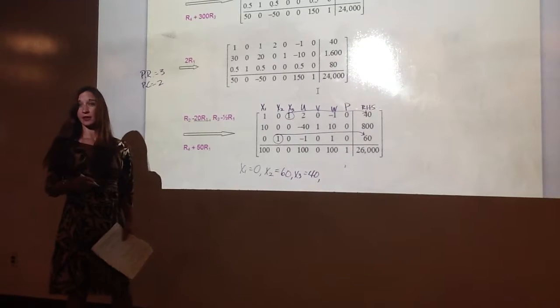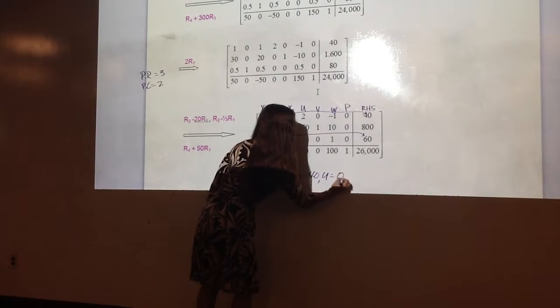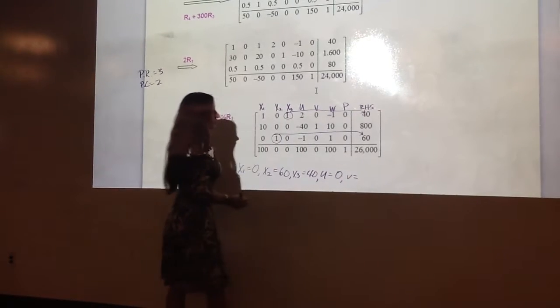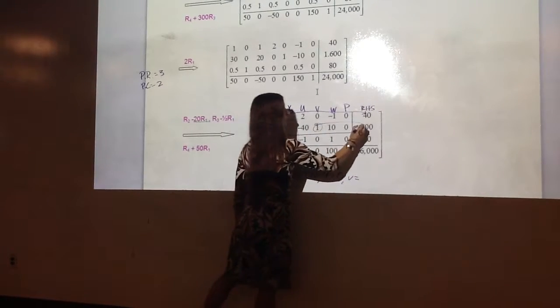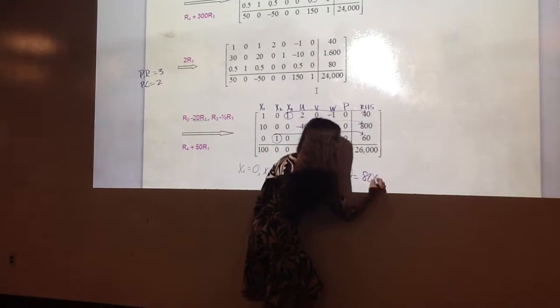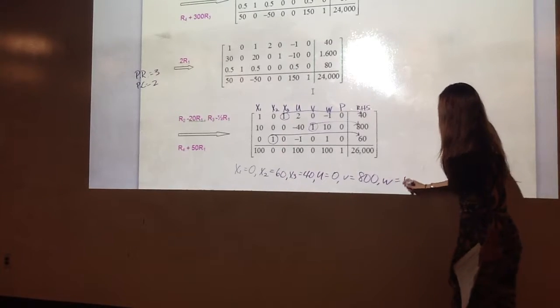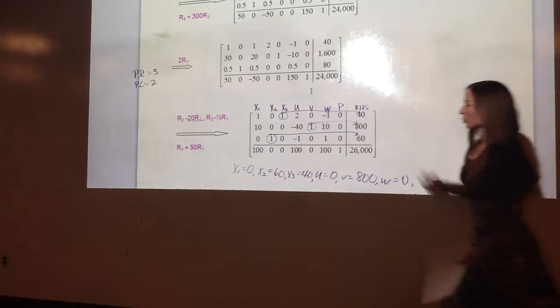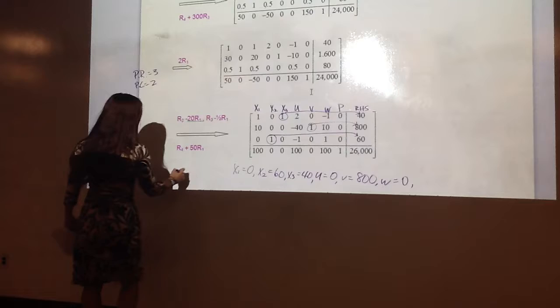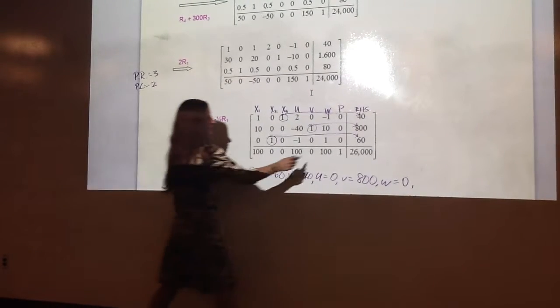Is u a unit column? No. So what's the value of u? 0. What about v? Yes, it's a unit column, so it's 800. What about w? No, not a unit column, so it's 0. And then let's put p at the front because that's what we wanted to maximize. Is p a unit column? Kind of has to be, doesn't it?